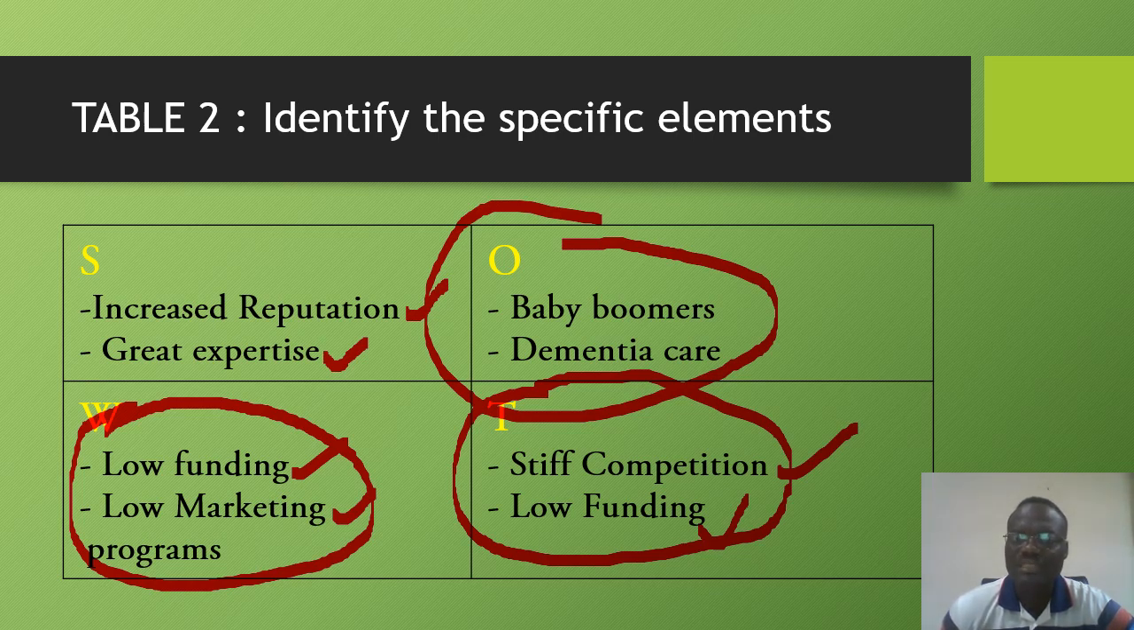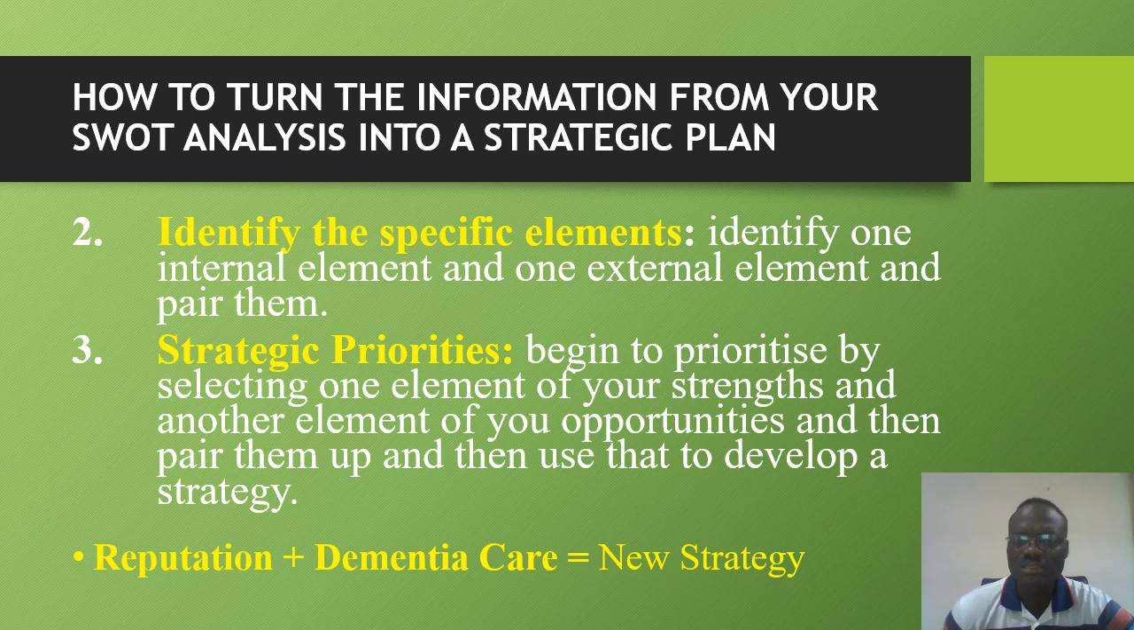So identify the specific elements. This is what we mean by specific elements: 2 elements under strengths, 2 under weaknesses, 2 under opportunities, and then 2 under threats. Once you find these elements, the next thing to do becomes easy. Identify the specific elements, which we have done. So we move on to the third one.